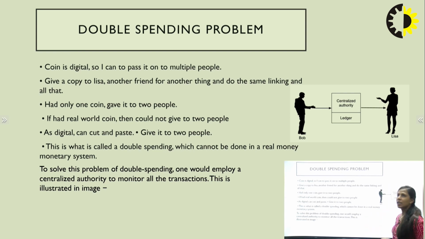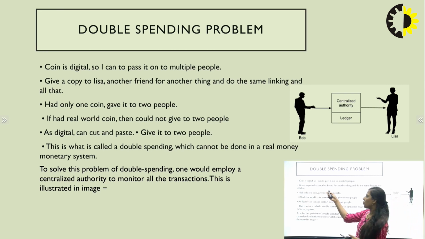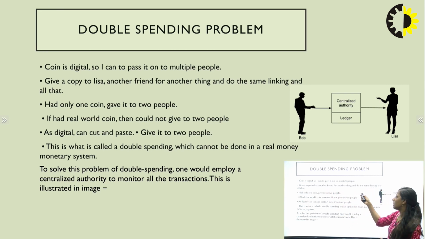So we can take an example: give a copy to Lisa and another copy to another friend. If I'm giving one coin to one person and I have only one coin, it is only possible to give it to one person. But in the digital process, it can be possible to give it to two people, by cutting and pasting. We have to solve that problem. This is called the double spending problem.